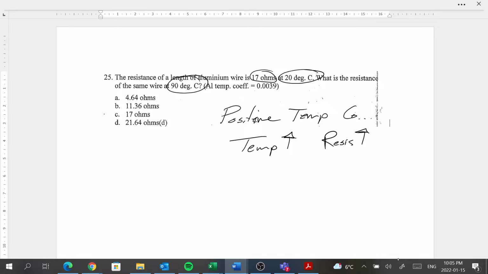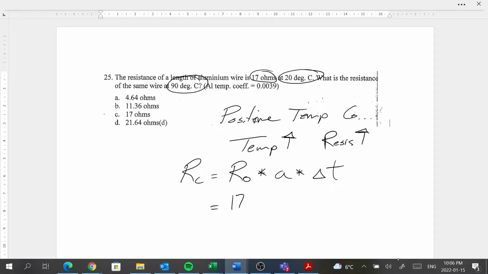Either way, we're going to use a formula that we've learned in module A1, and that is the resistance change equals our original resistance times the temperature coefficient, symbolized by an alpha, times the change in temperature. And the delta, the triangle here, represents change. So now we just have to plug in our formula here.